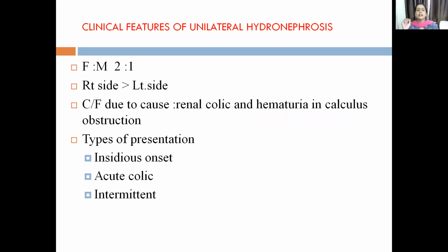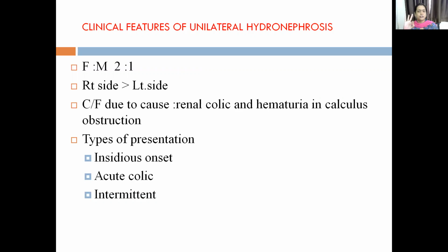So what are the clinical features of unilateral hydronephrosis? Females are more commonly involved. The right side is more commonly involved. It can be due to renal colic, hematuria, calculus obstruction. And how is the presentation? How does the patient come to you?